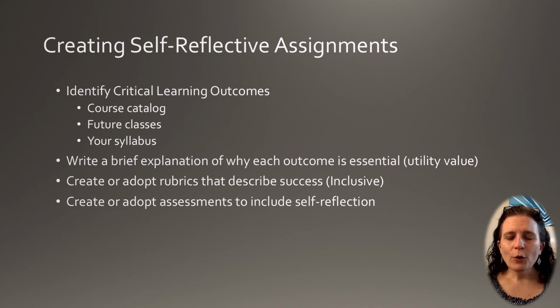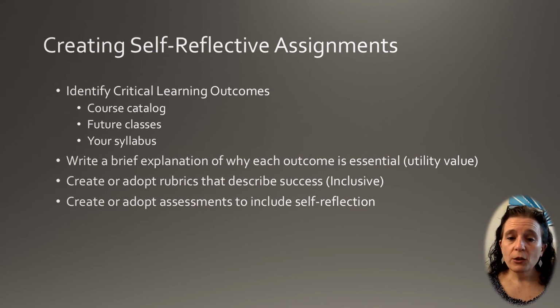Then you want to write a brief explanation of why each outcome is essential. And what you're doing here, you're going to share this with the students. You may put it right at the beginning of the assignment. And you're explaining to the students the utility value. Why should this matter to them? How is it going to help them professionally? How is it going to help them personally? Or how is it going to help them academically? And oftentimes, you can come up with all three of those for an assignment.